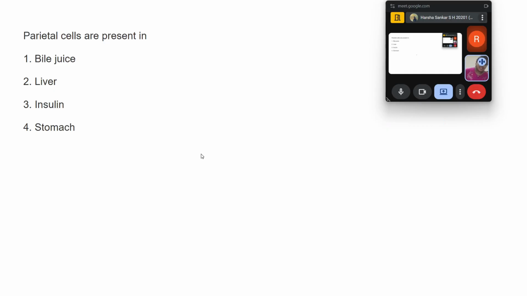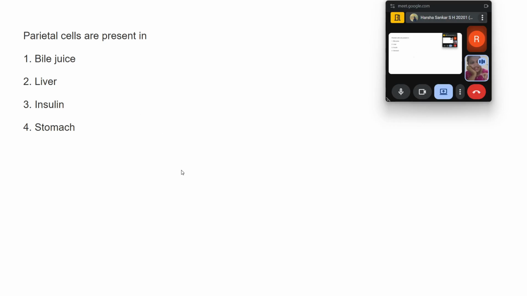Parietal cells are present in dash: bile juice, liver, insulin, stomach. Parietal cells are present in stomach.